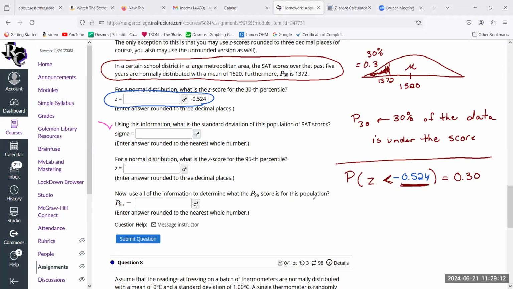So for the second part, let's go through a little bit of information here again. What we're looking for is we're going to use the information that we just gathered, meaning the score here, and we want to know what is the standard deviation of the population of SAT scores. So what we're looking for is sigma. So the information that we have is this. We know that we have a mean of 1,520.